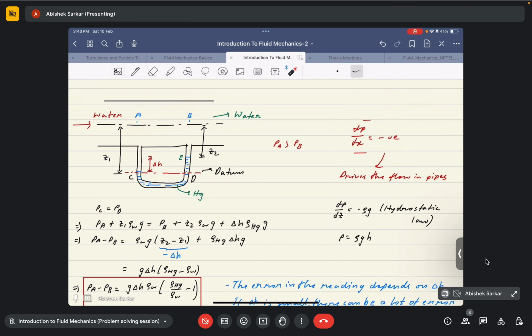So if the force is greater, the net movement of the liquid would be towards this direction, right? This force is greater, so it will move the liquid in this direction. So it basically means that this higher force is pushing the fluid through this pipe, and that's why the pressure has to be lower in this case, because the areas are the same.